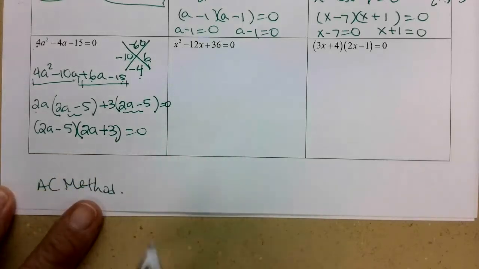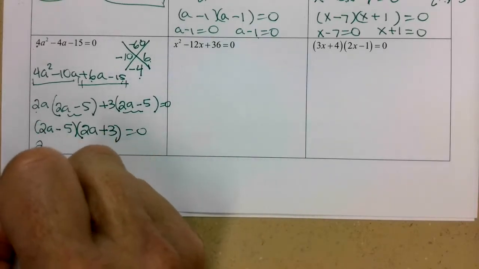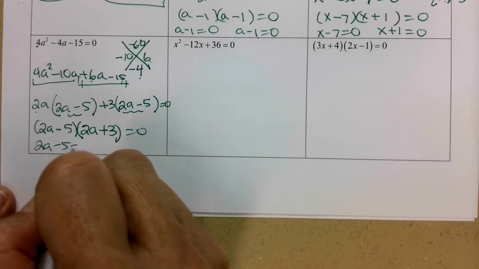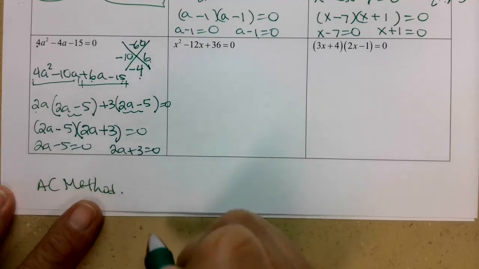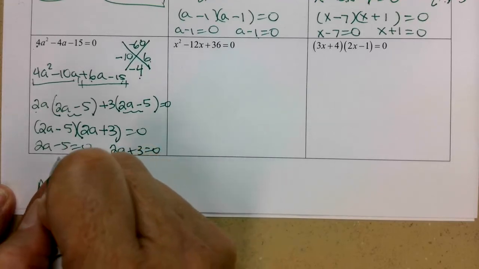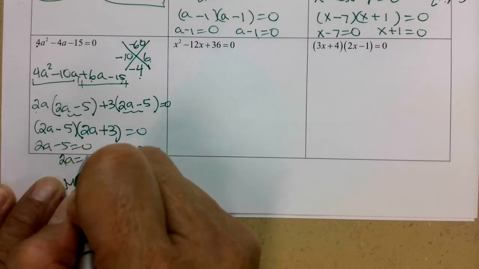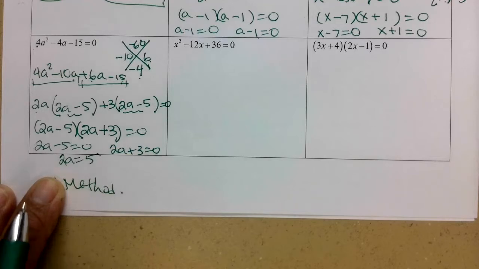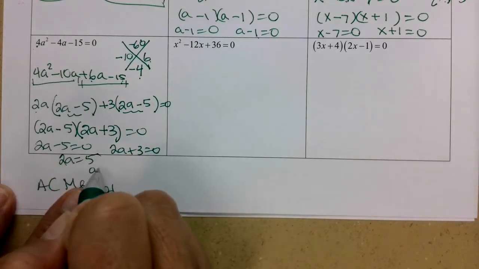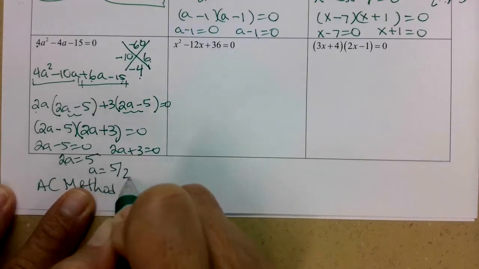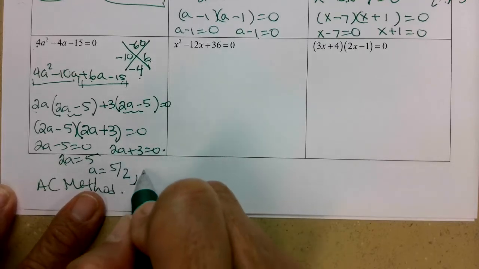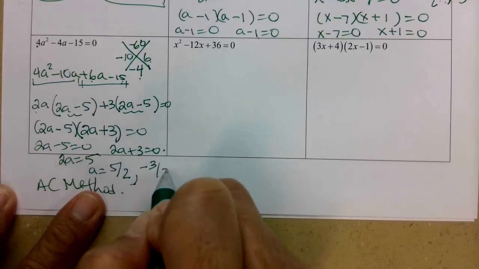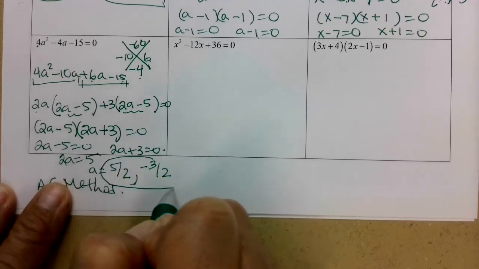Product equals 0. Awesome. So then we set each factor equal to 0. So 2a minus 5 equals 0. 2a plus 3 equals 0. Add 5. Sorry, and divide by 2. So one of my solutions is 5 halves. I'm just going to wave my hands at this other one. Subtract the 3, divide the 2. So negative 3 halves is your second solution.